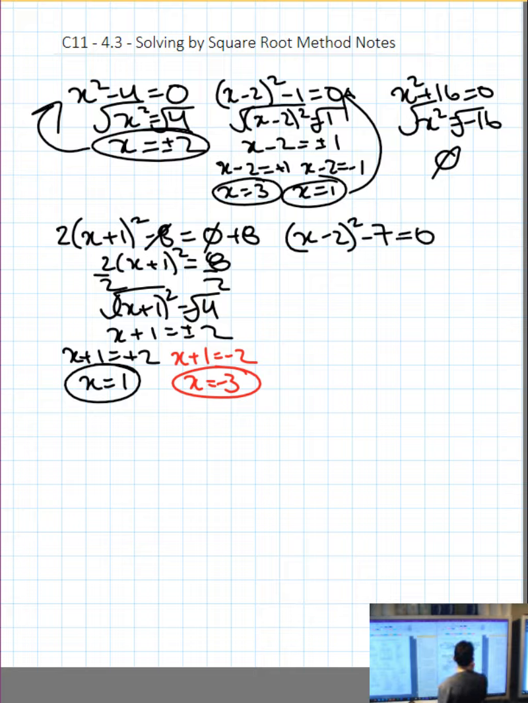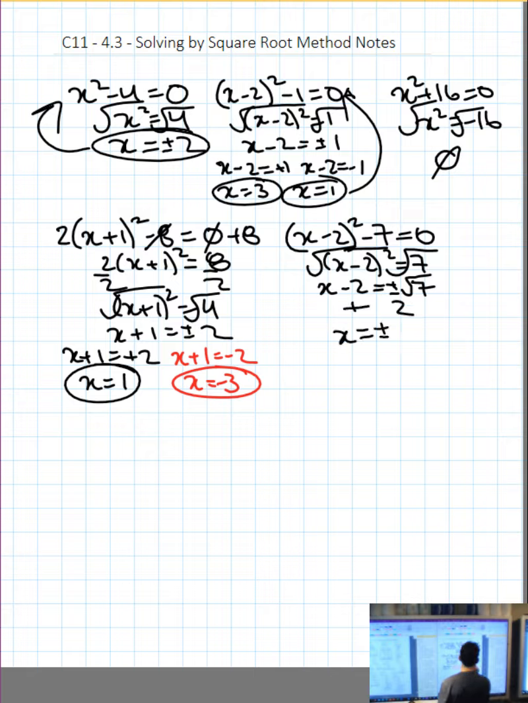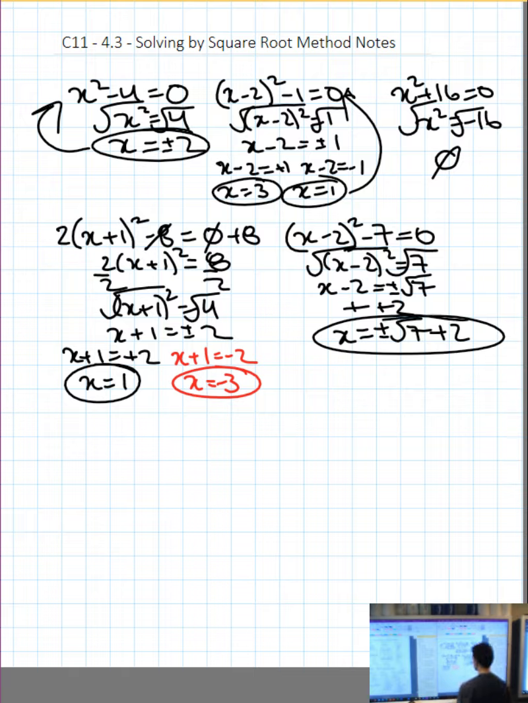Okay, x minus 2 all squared minus 7 equals 0. So we can add 7 to both sides. So x minus 2 all squared equals 7. Now we can square root both sides. So x minus 2 equals plus minus. We can't root 7, so plus minus root 7. Now if we add 2 to both sides, we get x equals plus 2, plus minus root 7, since we added 2 to both sides. Final answer. Write them as two separates.